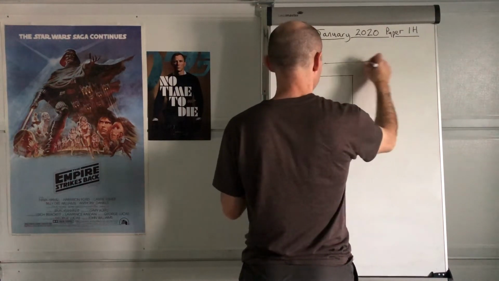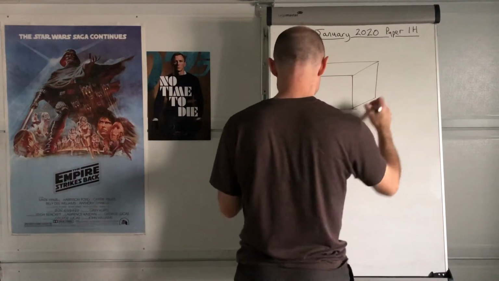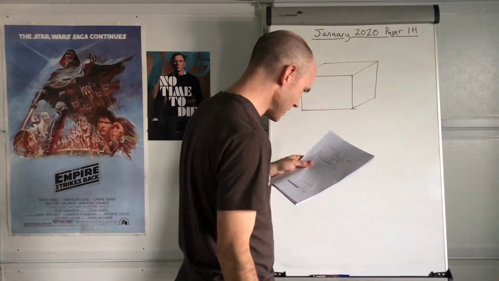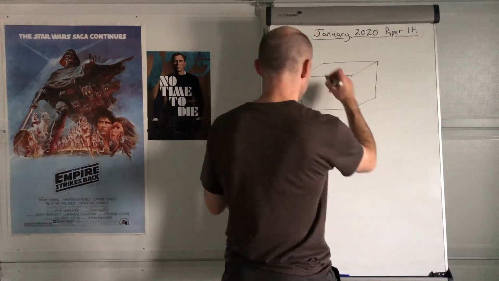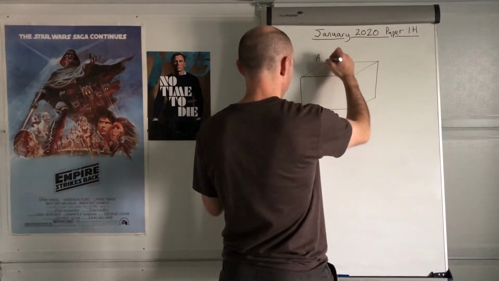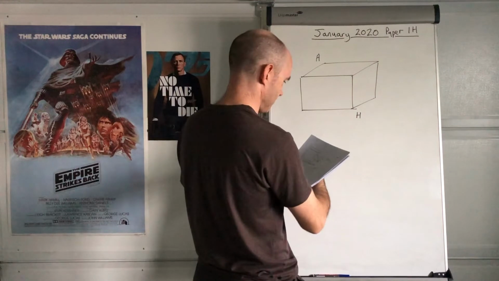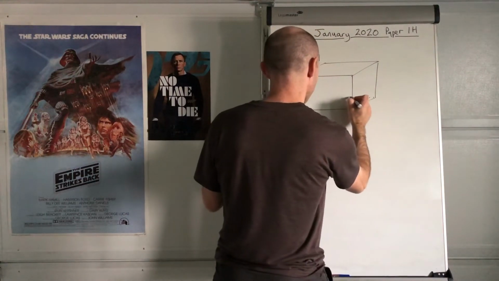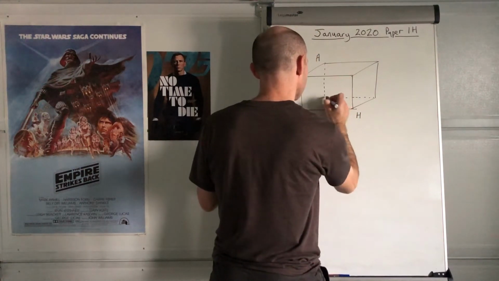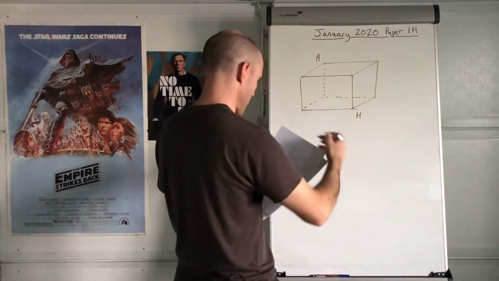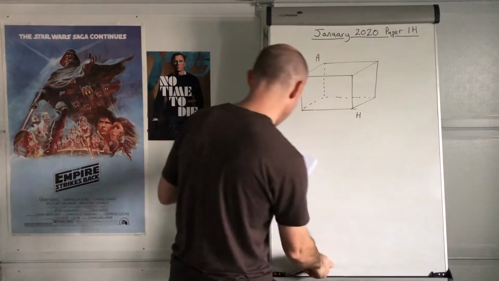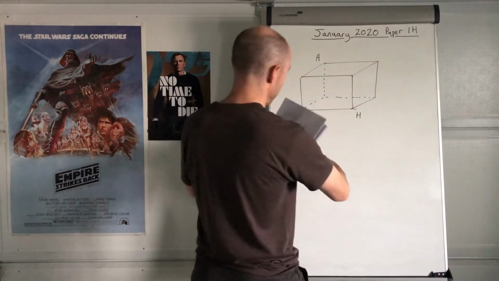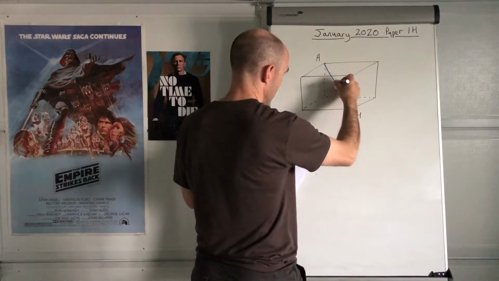Just bear with me while I draw this out. It says work out the angle between AH. So that's H, and that's A over there. Let's just draw these bits in. There we go. And so what I'm going to do is, in a different colour, draw in the line from A to H. Okay, there it is.